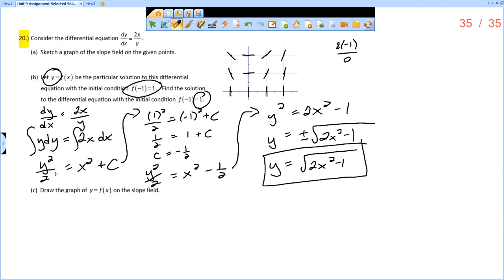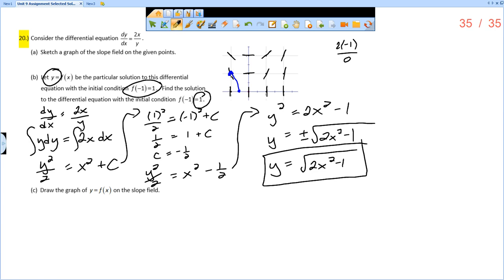Now part C says draw a graph of this on the slope field. The first thing you need to realize is that you are told to go through the point negative 1, 1. So now it has a slope of approximately negative 2 there. As you get closer to the x-axis, this is going to get more and more vertical, so it's going to be like a vertical tangent there.